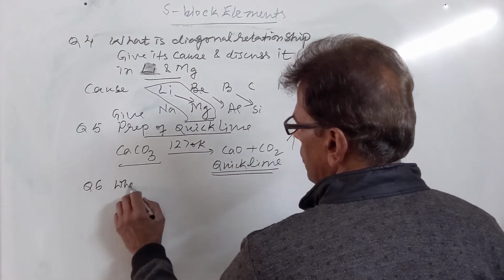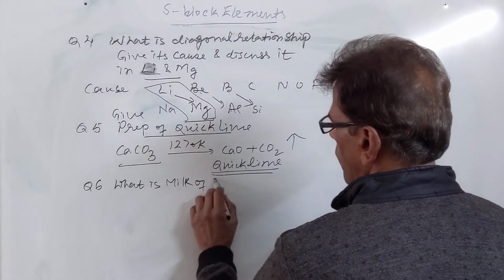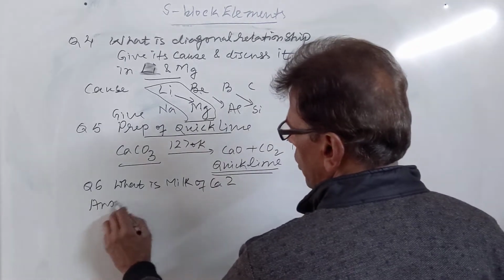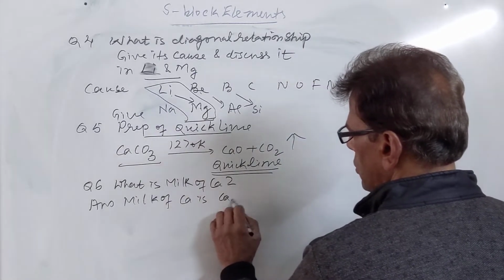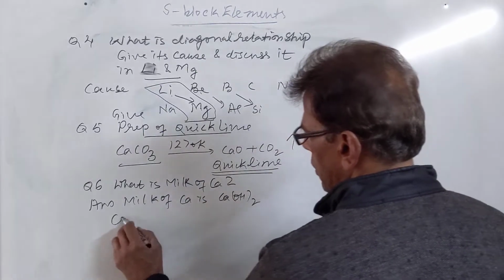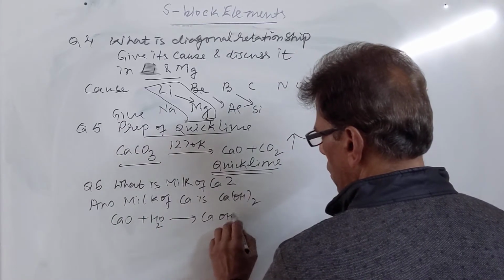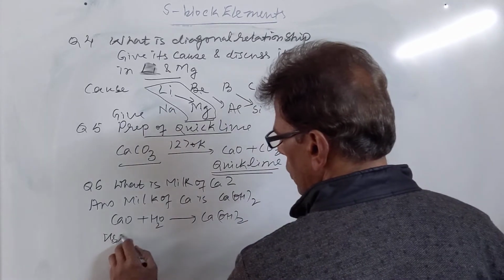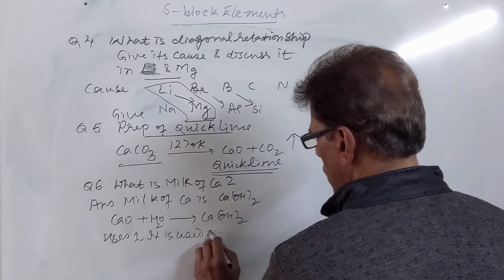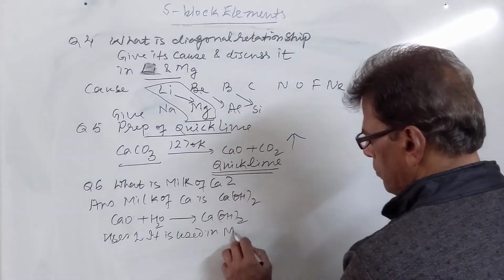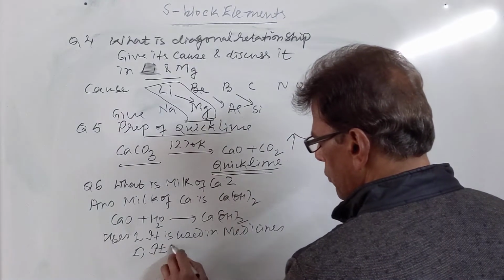What is milk of lime? Milk of lime is Ca(OH)2. Preparation is done from quicklime mixed with water to give you Ca(OH)2. Uses: it is used in medicine under the name Digene. It is used in whitewashing.